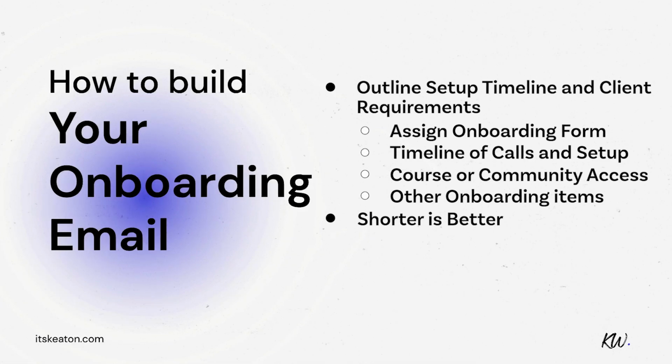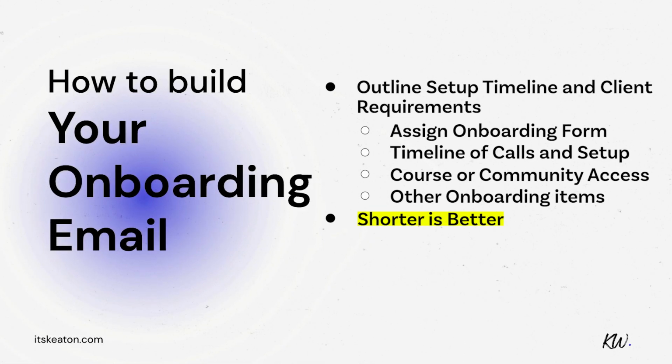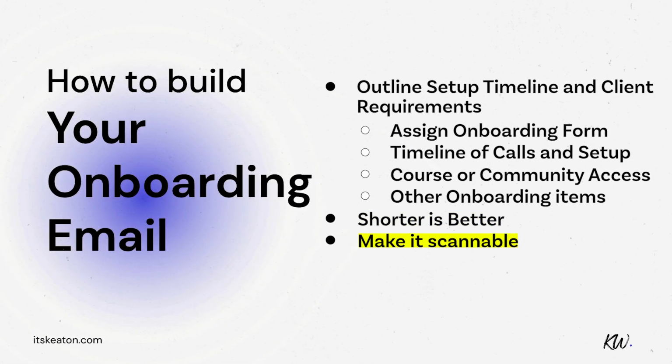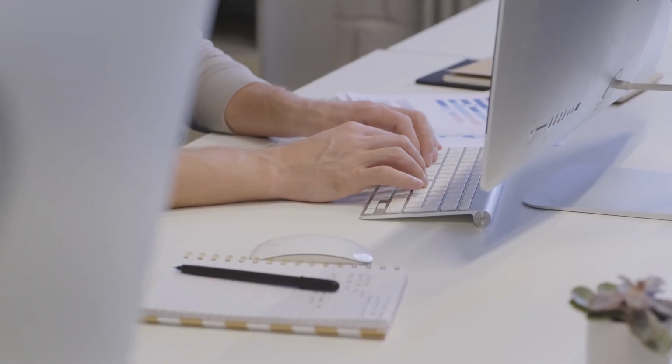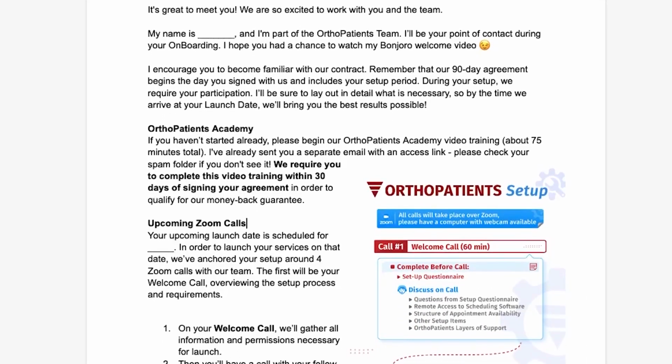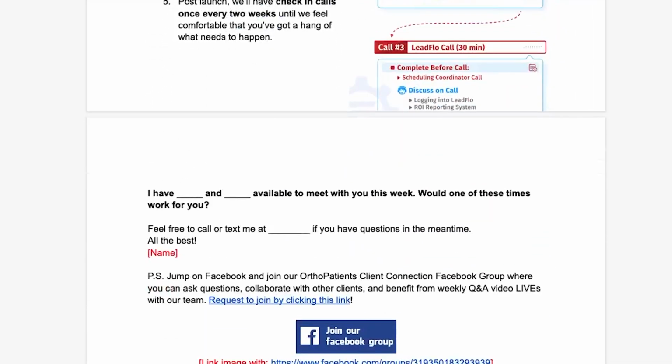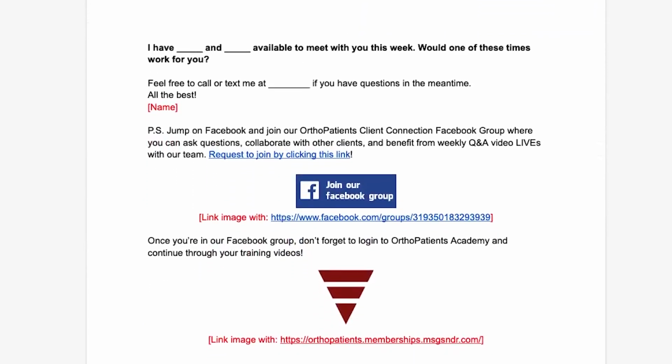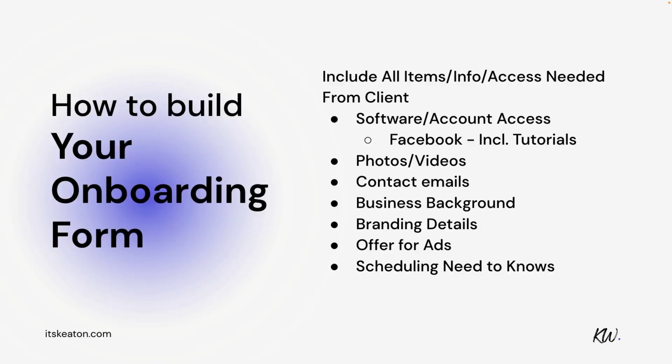Again, I want to stress shorter is better. Nobody's going to read a really long email, and that goes along with the next point, which is make it scannable. If somebody can't scan through your email quickly, go back and edit it, add headings so that they can easily see what's required of them. Here's my agency's onboarding email outline. As you can see, I've made it scannable and followed all of the other tips that I outlined in the previous slide. Next up, we've got the onboarding form.